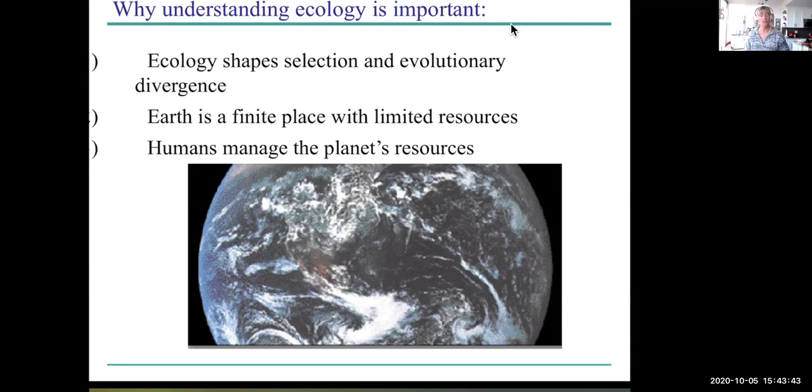Another very important point is that humans, we manage everything now. We manage the entire planet. There aren't very many populations of plants or animals that are self-regulated. So it's important to understand ecology.